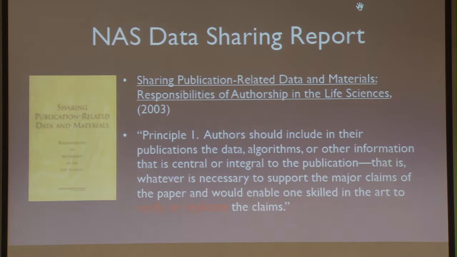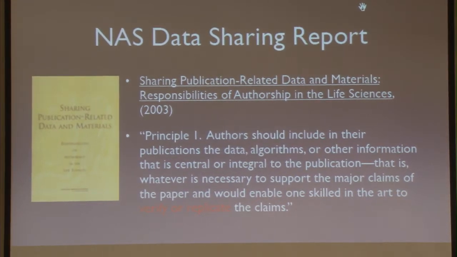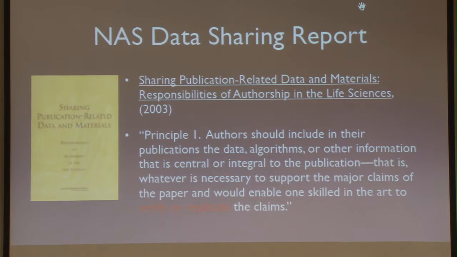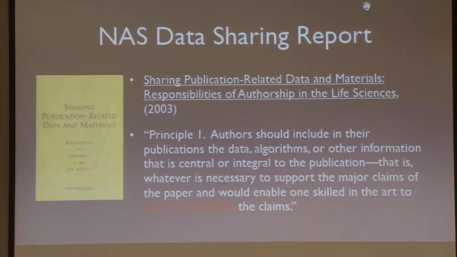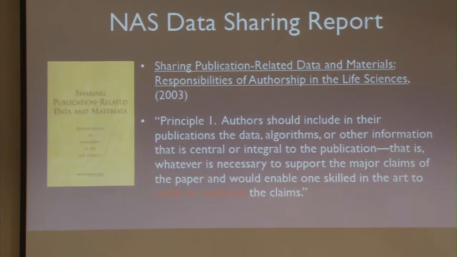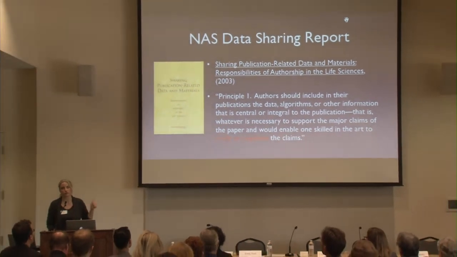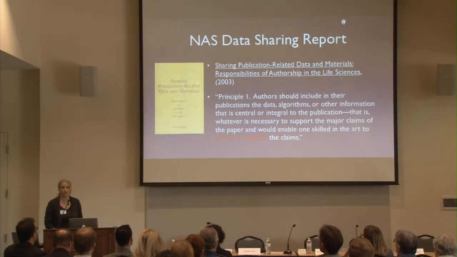And this is my last slide. I wanted to leave you with a National Academies report, Sharing Publication-Related Data and Materials: Responsibilities of Authorship in the Life Sciences. I'd like you to note the date, which is 2003. So more than 10 years ago, their first principle: authors should include in their publications the data, algorithms, and other information that's central or integral to the publication. That is, whatever's necessary to support the major claims of the paper and would enable one skilled in the art to verify or replicate the claims. It's a transformative discussion we're having here today, and new in many respects, but it's also part of a longer conversation that's been going on for over a decade in the sciences. So I'll leave it here and move to the next panelist.